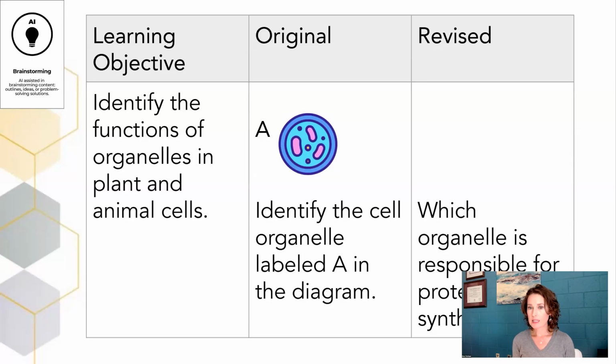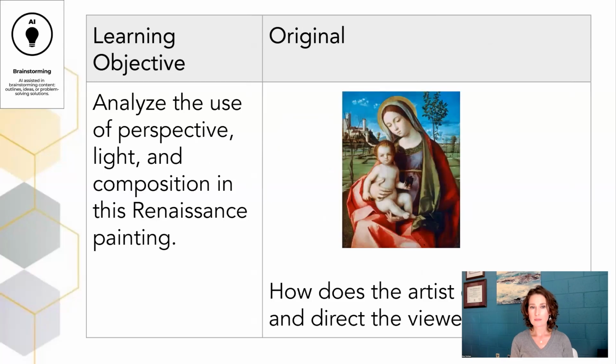If the original question says identify the cell organelle labeled A in the diagram, this is a question that contains a lot of visual bias. So we can revise that to a simple multiple choice or short answer, which organelle is responsible for protein synthesis. My learner still is being assessed on whether they can identify the functions of the organelles, but I've removed the visual bias. Let's look at an example where it doesn't work.